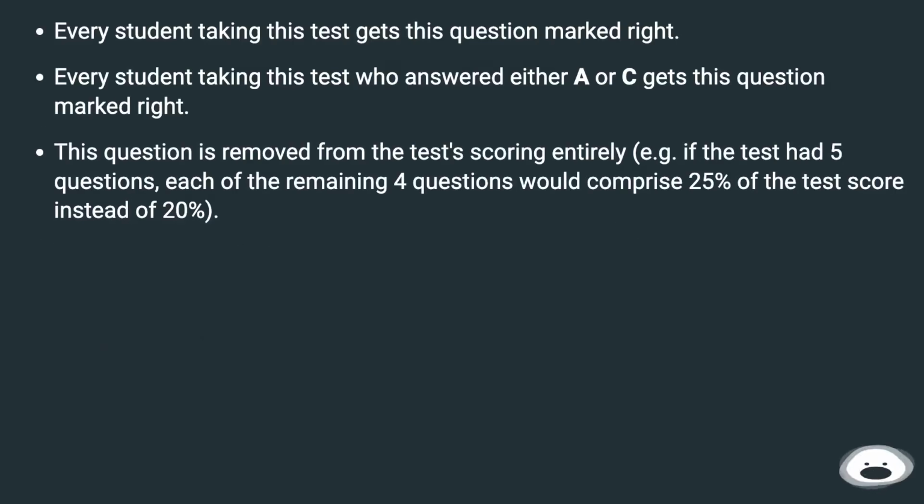Every student taking this test gets this question marked right. Every student taking this test who answered either A or C gets this question marked right. This question is removed from the test scoring entirely, e.g. if the test had 5 questions, each of the remaining 4 questions would comprise 25% of the test score instead of 20%.